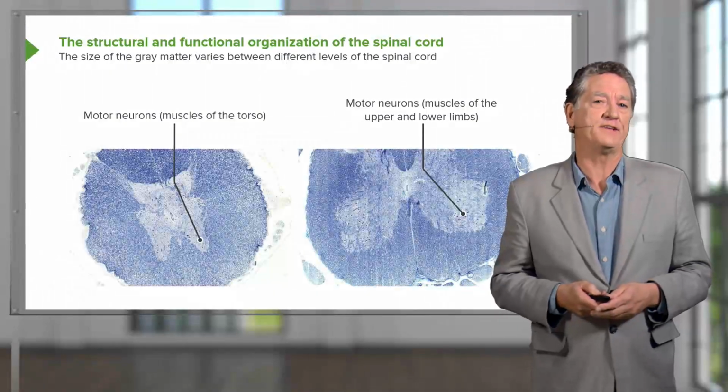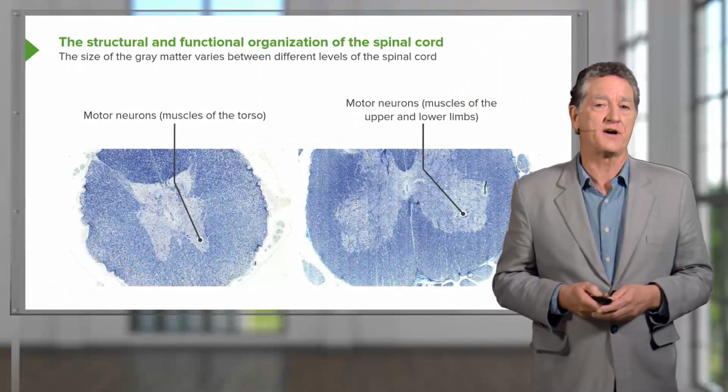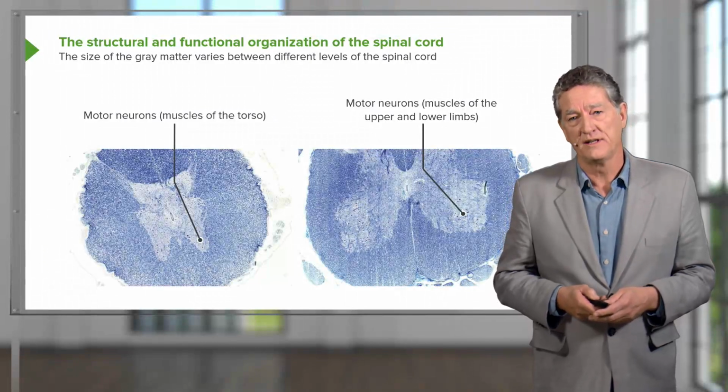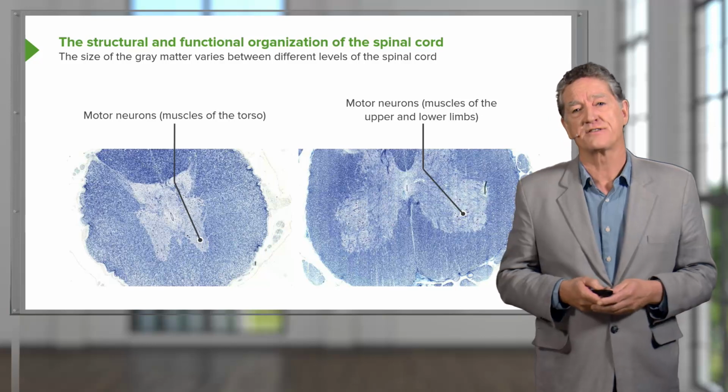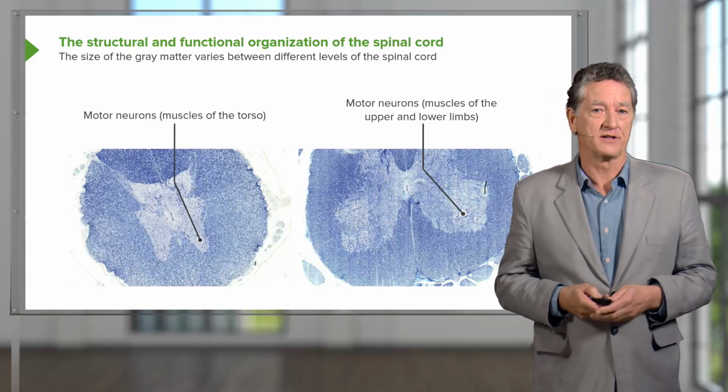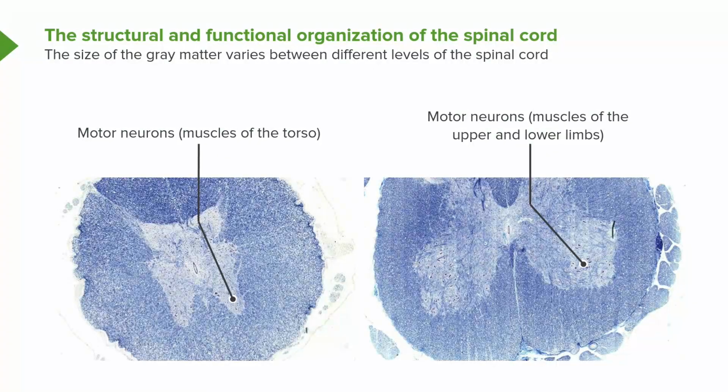It's also pretty easy to identify what is the ventral horn and what is the dorsal horn, because the ventral horn, as you see on the right-hand side, is generally a lot larger, a lot more elongated as well than the dorsal horn.